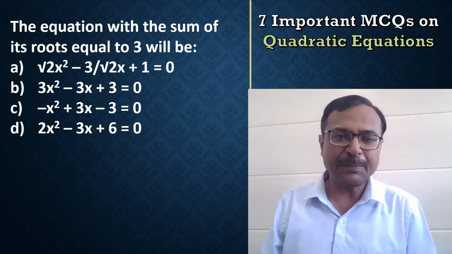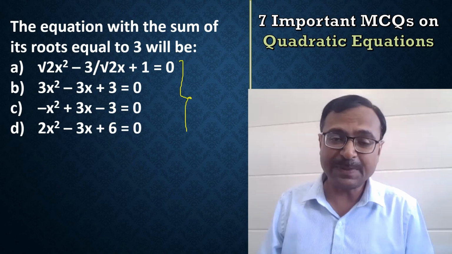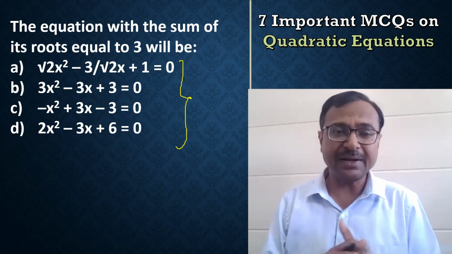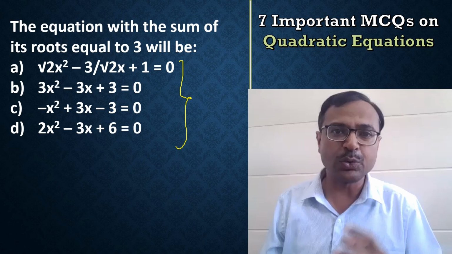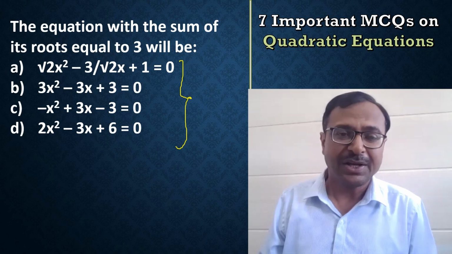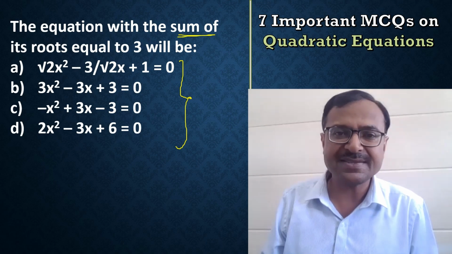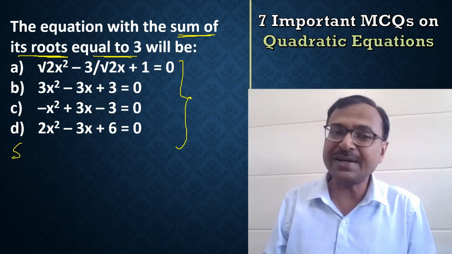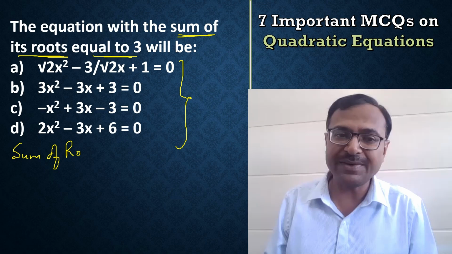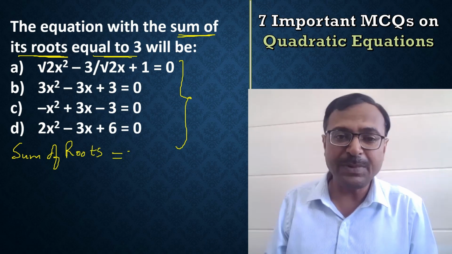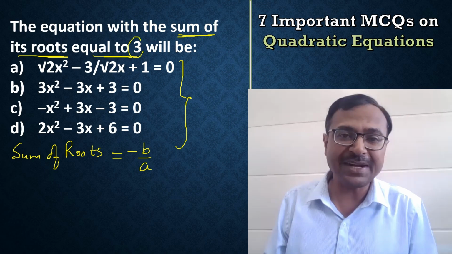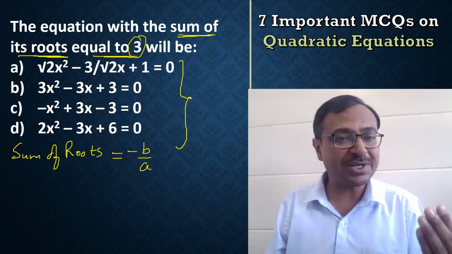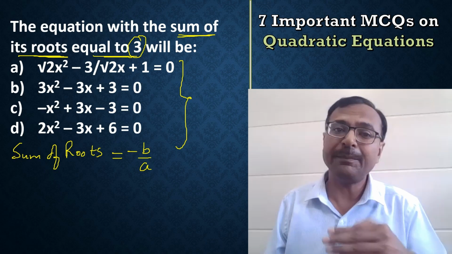Likewise, the same type of question here, which is based on the nature of roots, and how you find the relationship between the coefficients and the roots of a quadratic equation. Now it is given here that the sum of roots is 3. So if you know that the sum of roots is always given by negative b over a, then the sum of roots is given as 3. So you can find out the equation in which minus b upon a becomes 3.